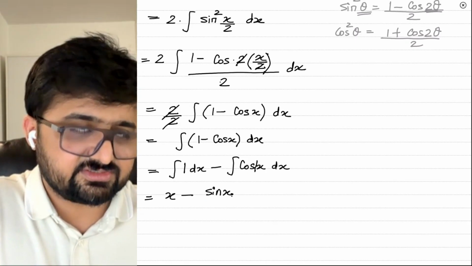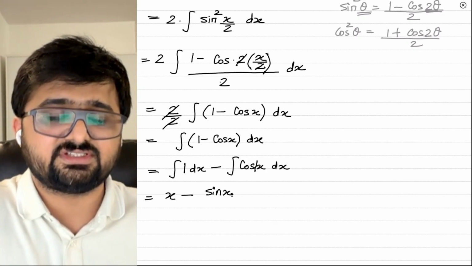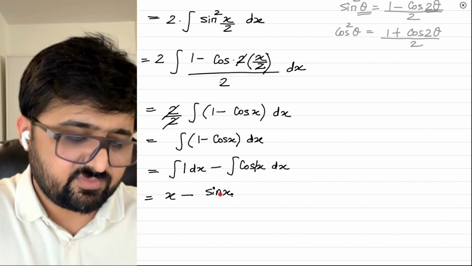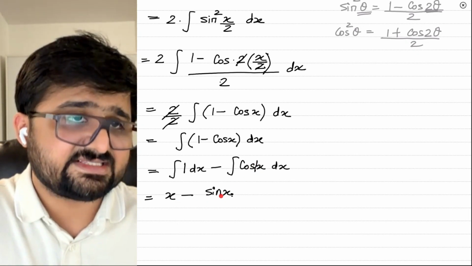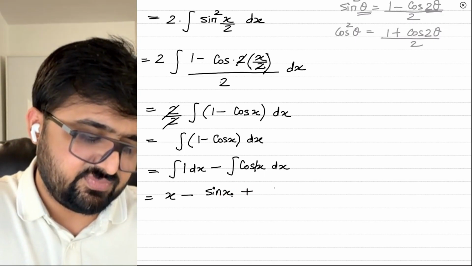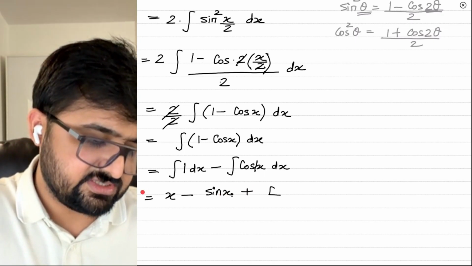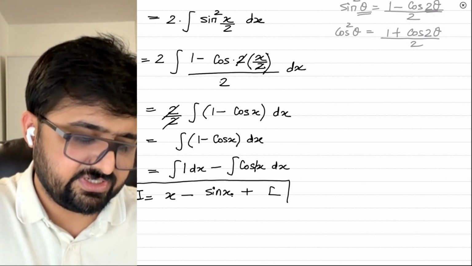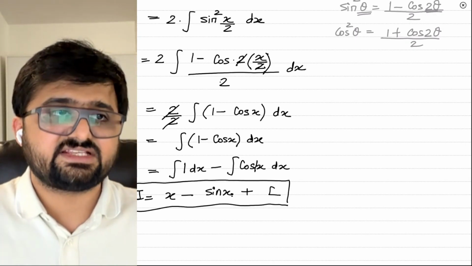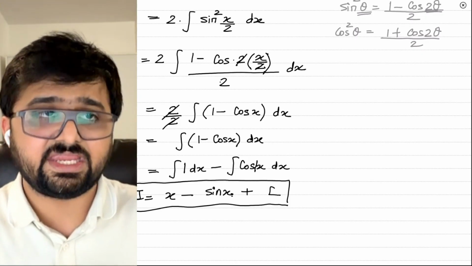The coefficient of x is 1 here, so no need to divide by 1. If there was some other coefficient, always remember to divide by the coefficient of x. But in this case, it's just 1. So x minus sin x plus a constant of integration c. That's your final result of the integration. I hope this makes sense. It's a very important example again.